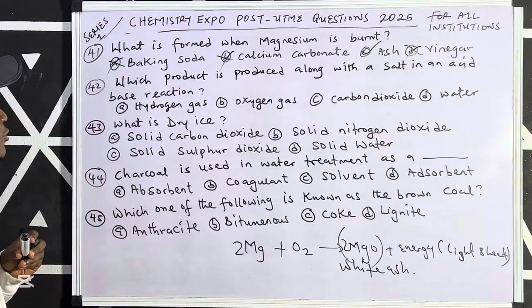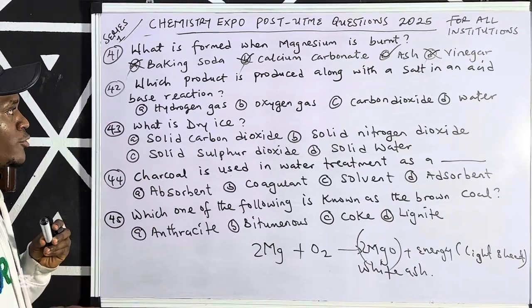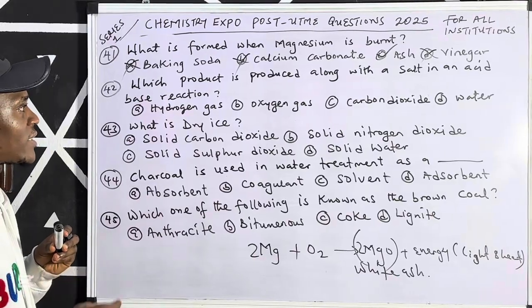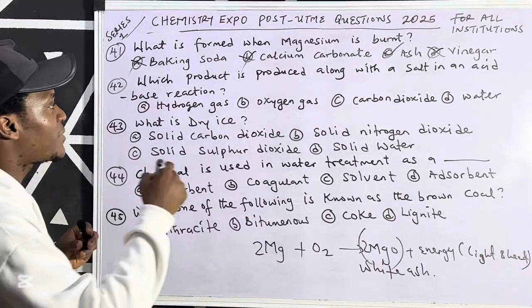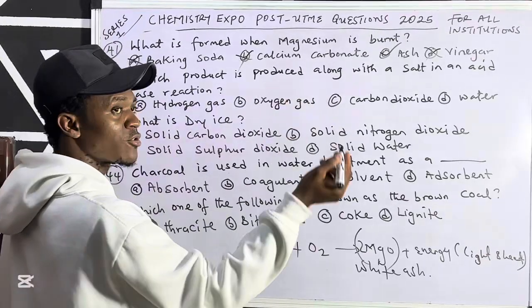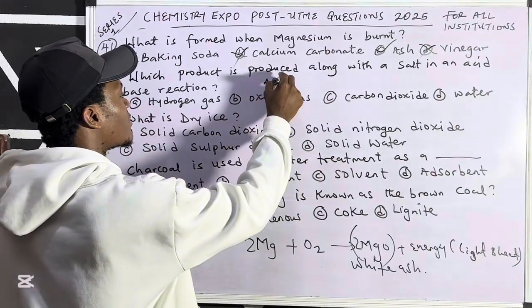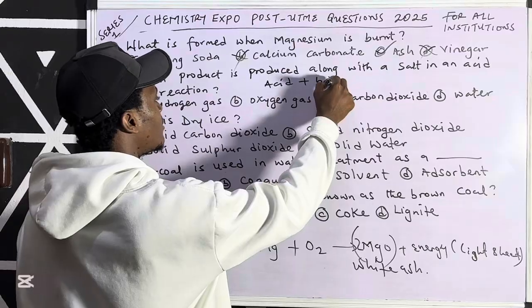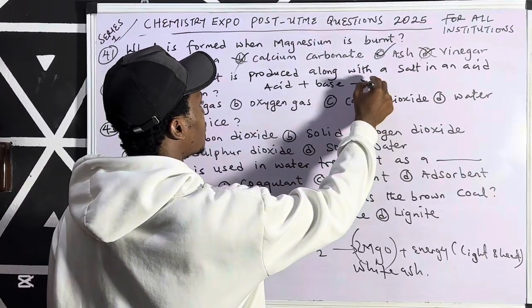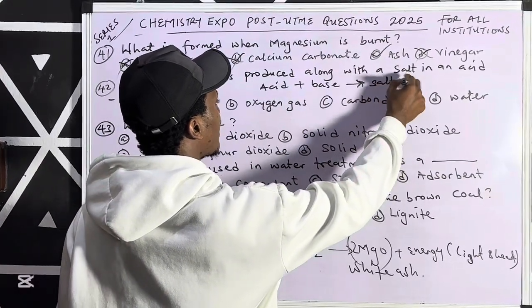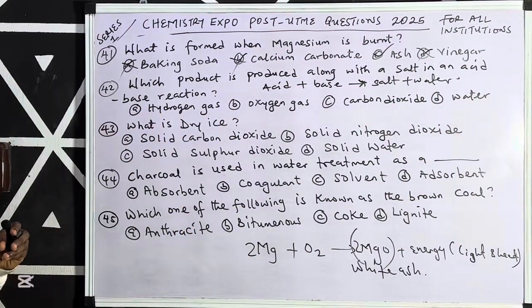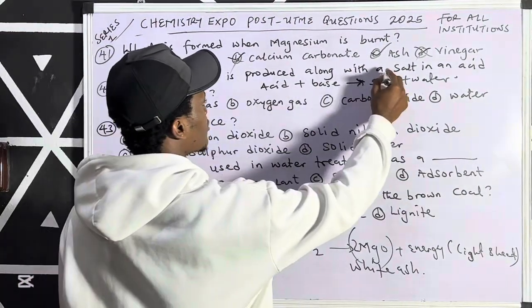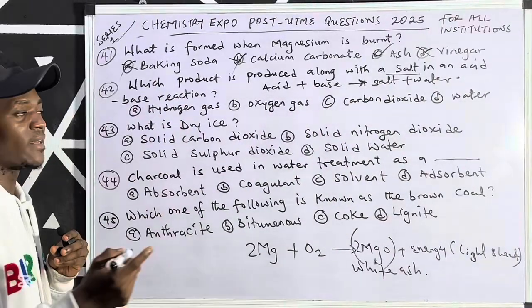Then question 42. Which product is produced along with a salt in an acid-base reaction? An acid-base reaction is also called a neutralization reaction, and it involves the reaction of an acid with a base to form what? To form salt and water only. So looking at this reaction, they are asking, after the formation of salt, which other product would you still get?